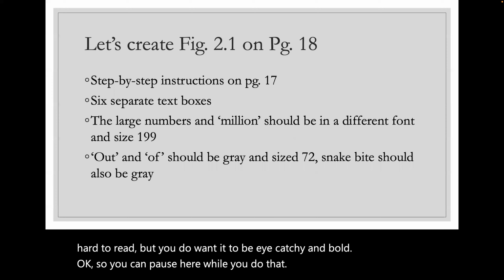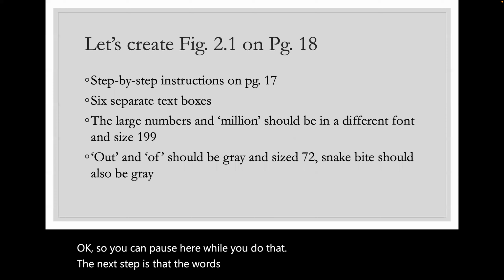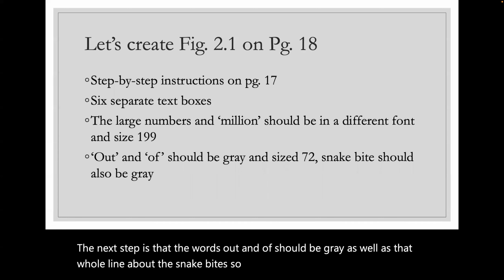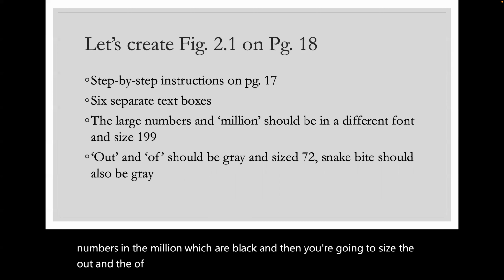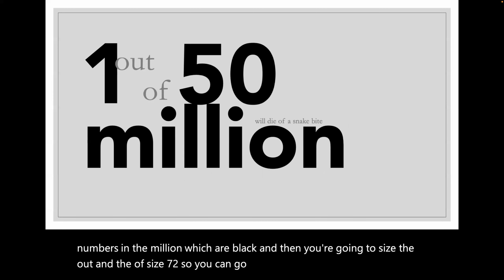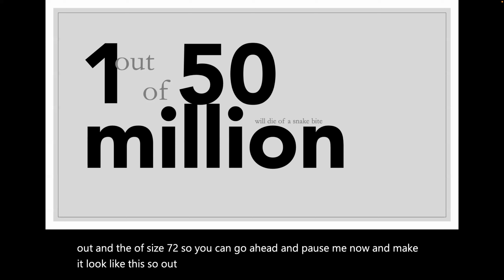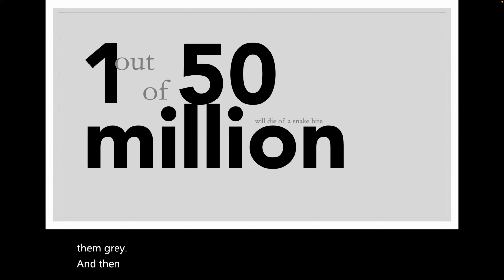The next step is that the words out and of should be gray, as well as that whole line about the snake bite. So those should all be gray, unlike the large numbers and the million, which are black. And then you're going to size the out and the of size 72. So you can go ahead and pause me now and make it look like this. So out and of, you're changing to size 72 and you're making them gray. And then will die of a snake bite, you're making gray.